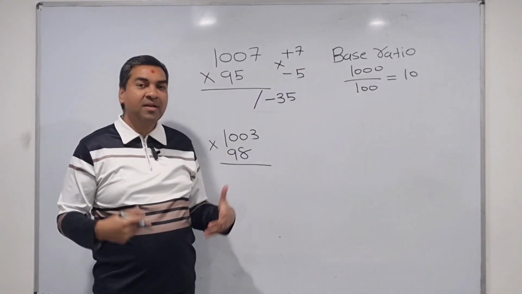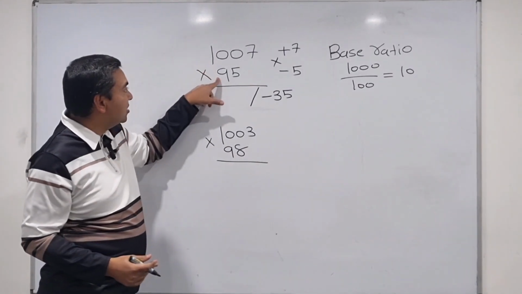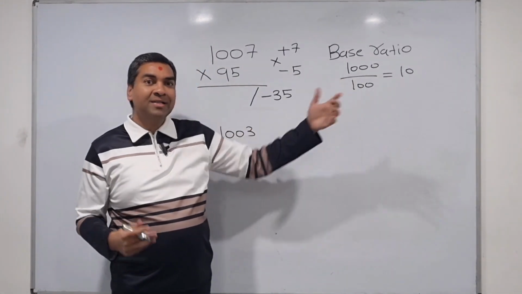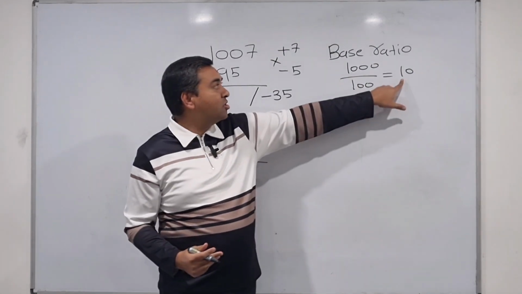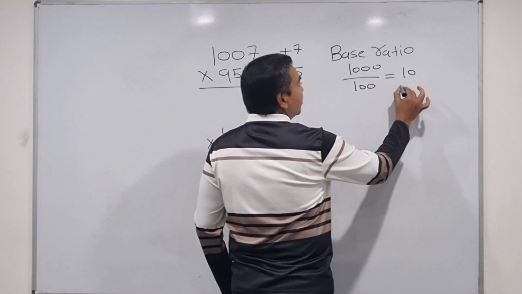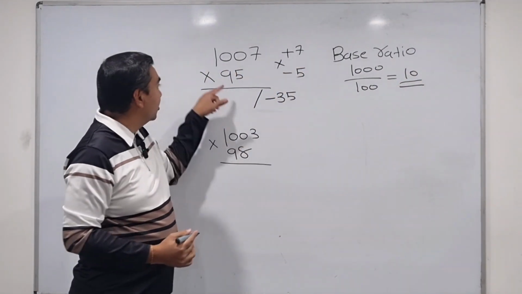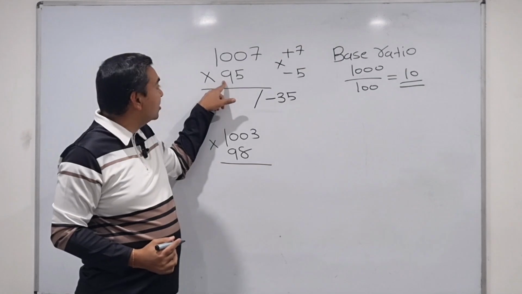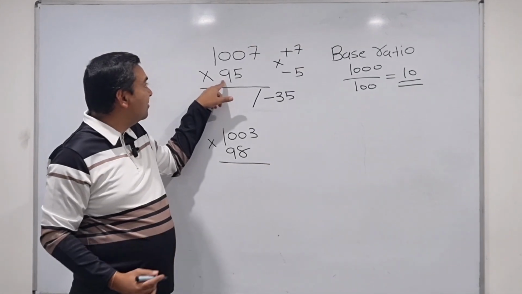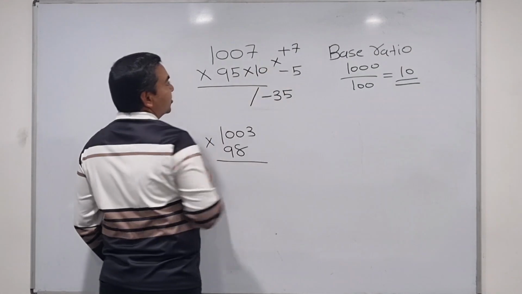But all this process, guys, is going to be in the mind later. Because I know this is 1000, this is 100, 1000 divided by 100 is 10. So the base ratio is coming 10. Now, whatever the base ratio comes, I need to multiply that base ratio with the smaller number, guys. What is my smaller number? 95. So 95, I'm going to multiply by that base ratio.